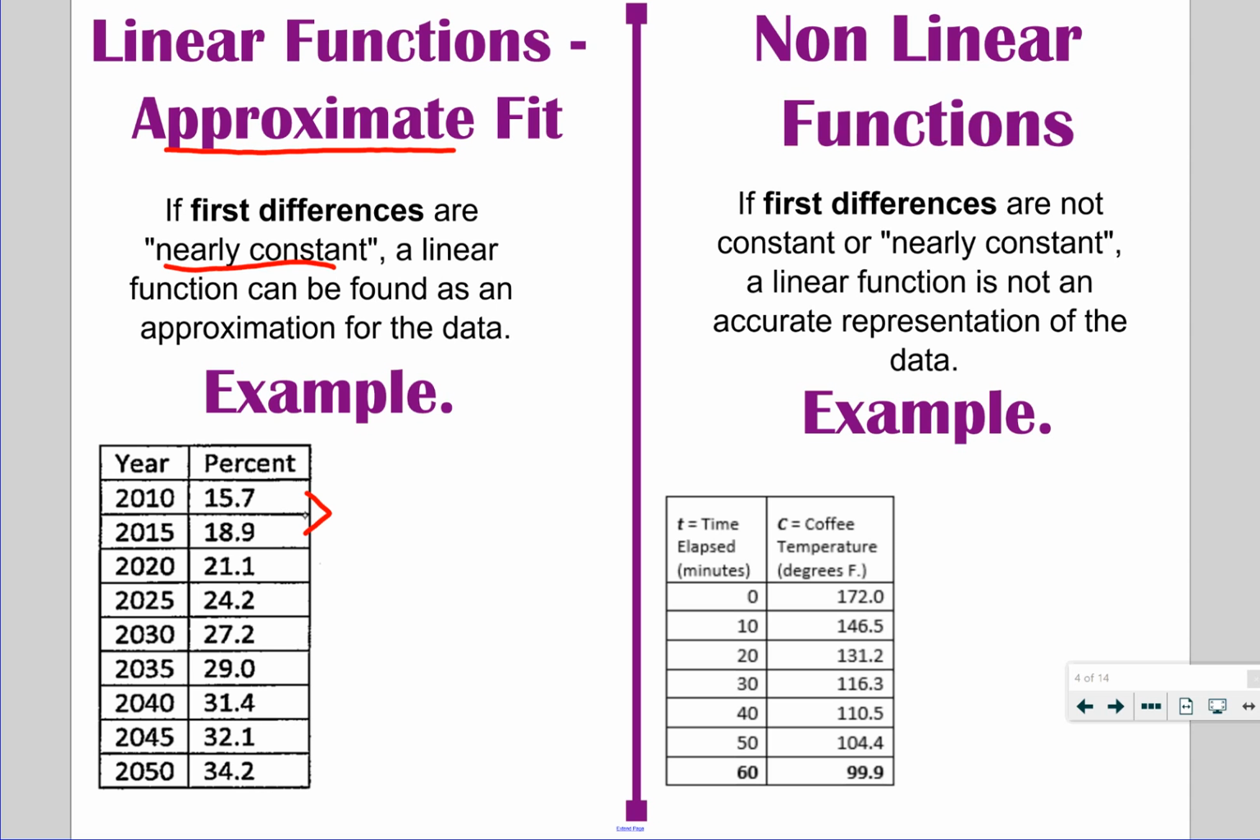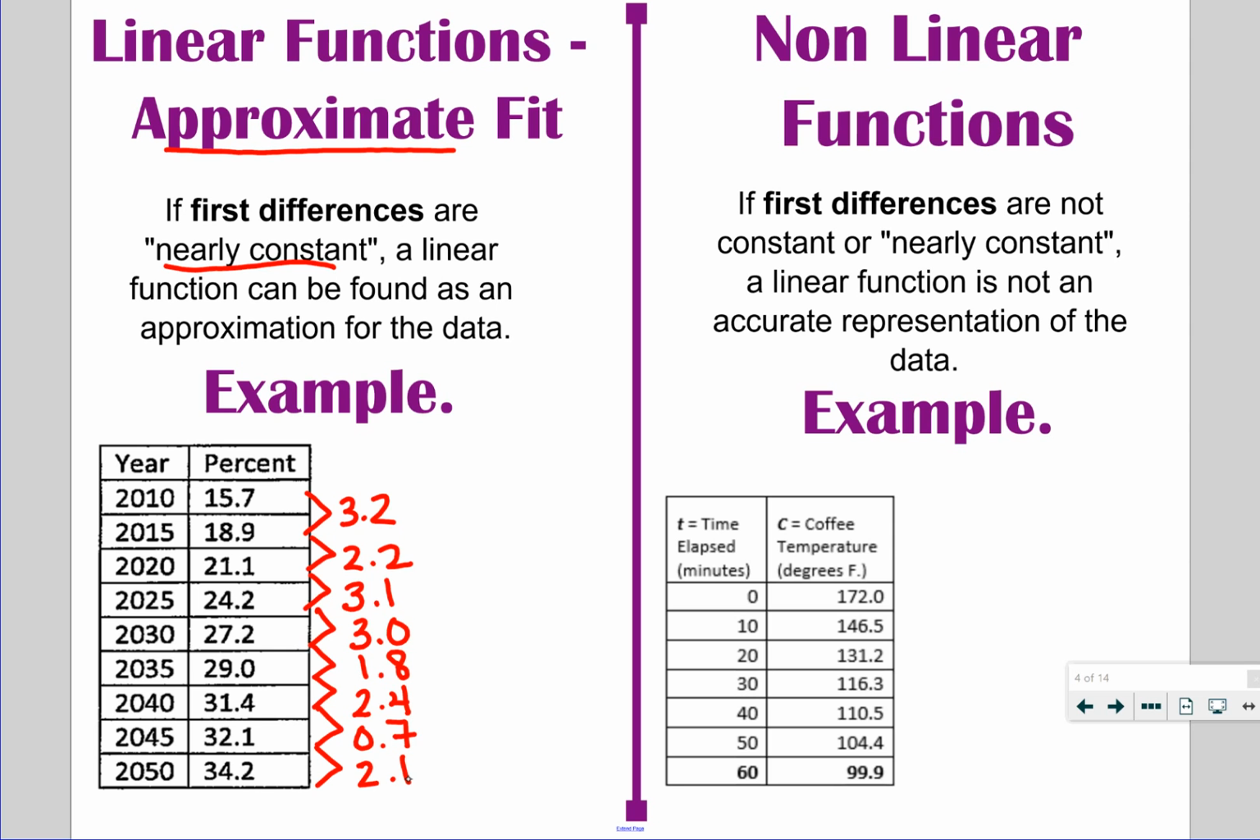And again, we're just going to subtract, so 18.9 minus 15.7 gives me 3.2. 21.1 minus 18.9 gives me 2.2. 24.2 minus 21.1 gives me 3.1. 27.2 minus 24.2 gives me 3.0. 29 minus 27.2 gives me 1.8. 31.4 minus 29 gives me 2.4. 32.1 minus 31.4 gives me 0.7. And then finally, 34.2 minus 32.1 gives me 2.1.